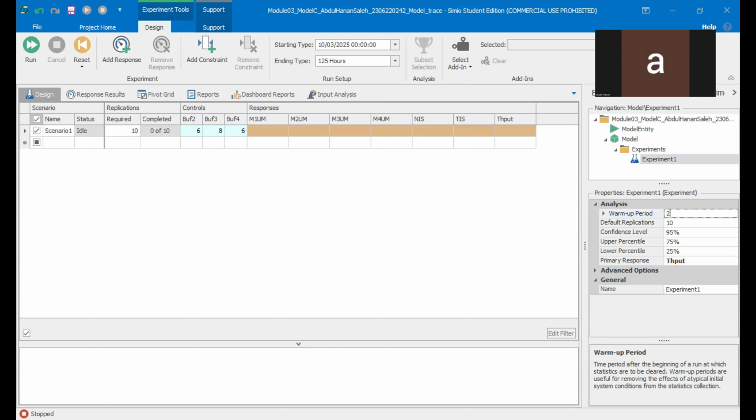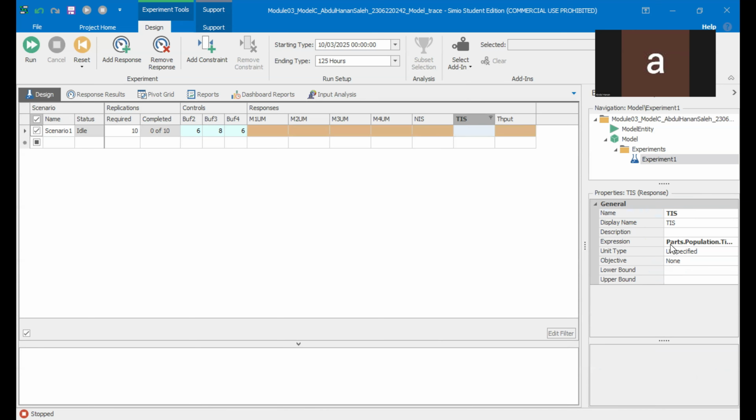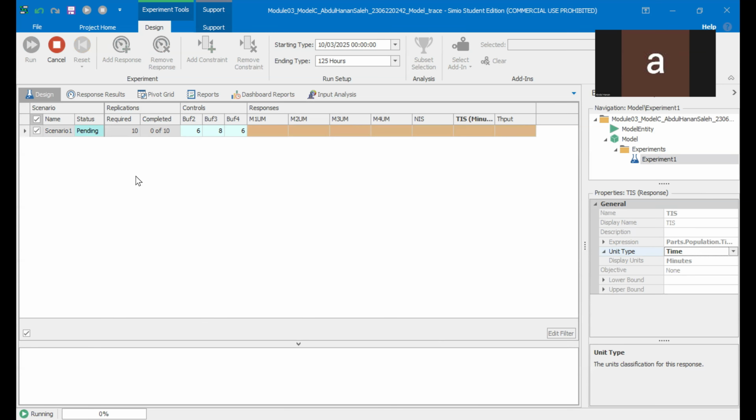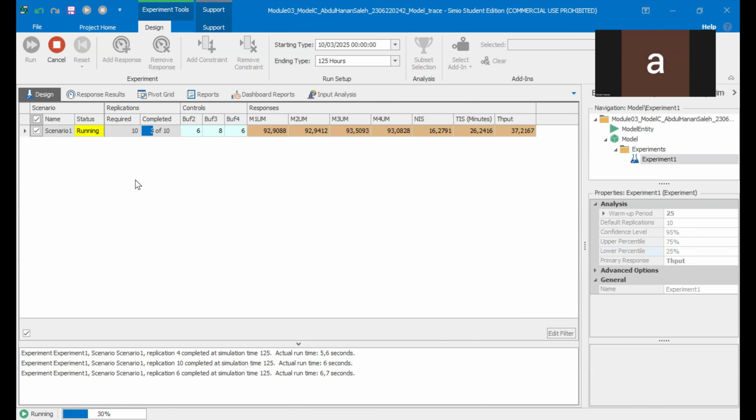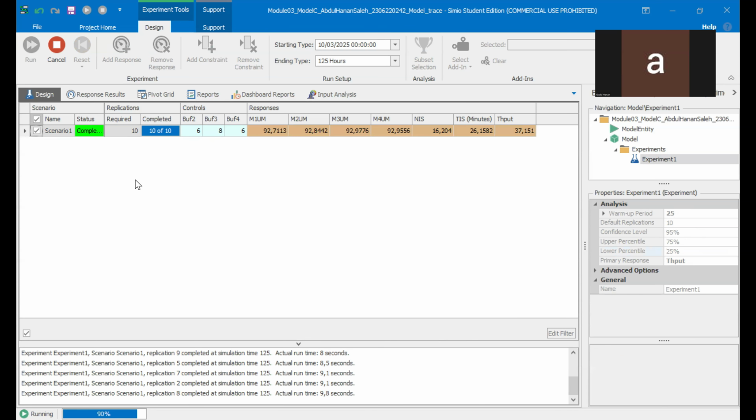We will do the same with Model C. And as we can see here, number in system is 16.2, time in system 26 minutes. The machine utilization is in the 92%, which is lower than in Model B, and the throughput is 37.151.